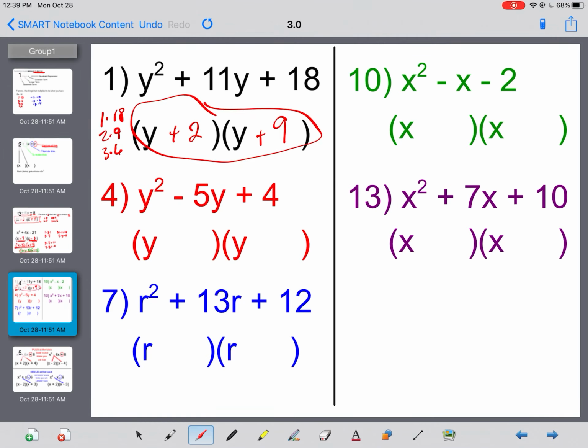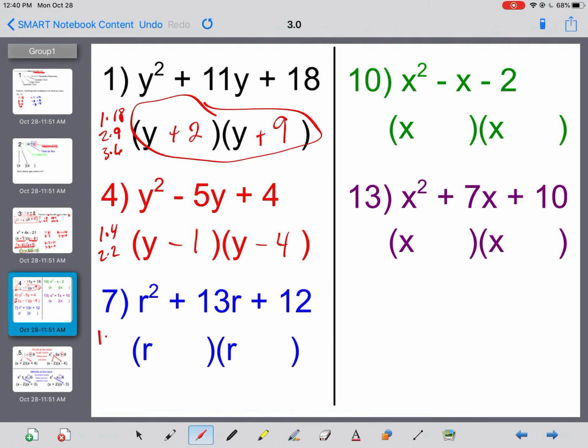Factors of 4 that add to negative 5. 1 and 4, 2 and 2. 1 plus 4 is 5, so 1 and 4. Now I got to be careful here because I need negative 5, so they both need to be negative, so that I get a negative 5 and a positive 4 when I multiply them at the back.